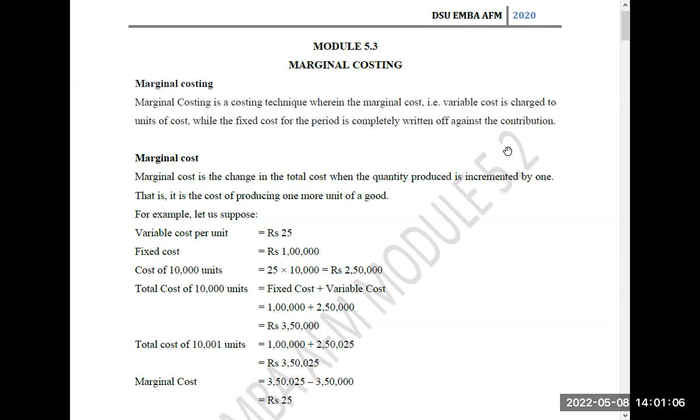Earning and cost when it meets together. Earning and what are the expenses? If it is meeting together, okay, earning is equal to cost, expenses. So that kind of situation is called break-even. Okay, anybody else in addition to this?